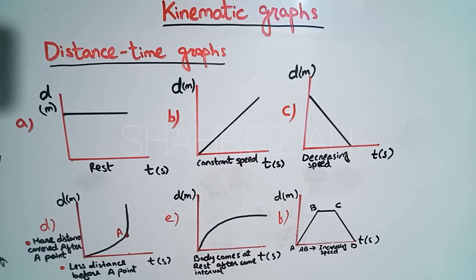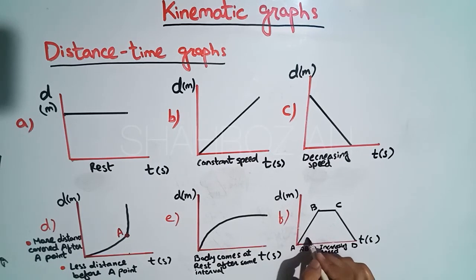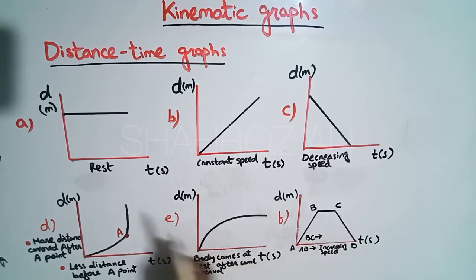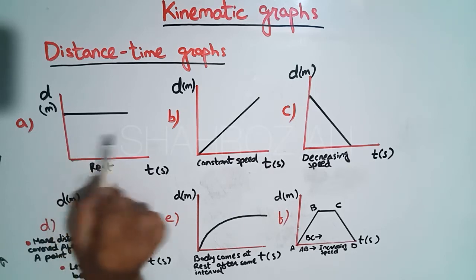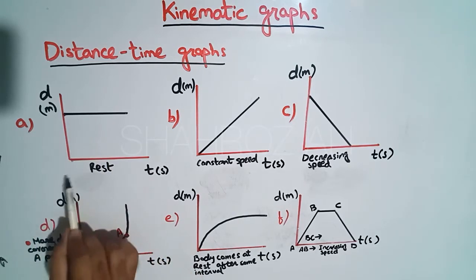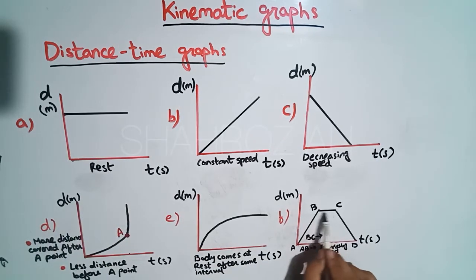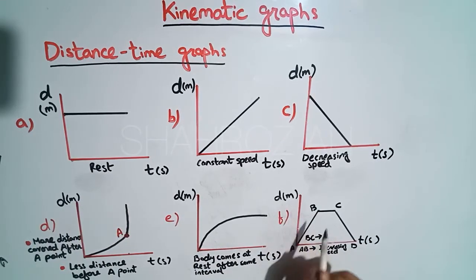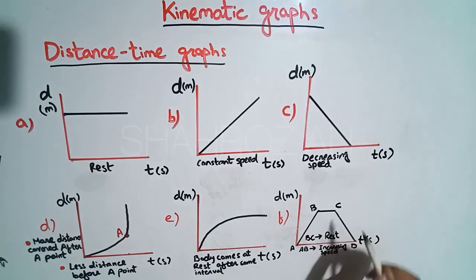And from B to C, if the line is parallel to the time axis in a distance time graph, it gives us the information that the body is at rest. So BC gives us the information that the body is at rest. And from C to D, from the first graph, the body is showing decreasing speed.